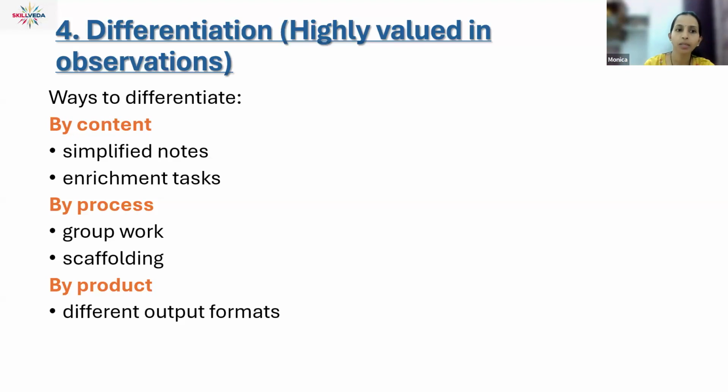Then by product, what is the product that is given by the student based on this differentiation? Different students give different products. For example, if I give a project to the students, not every student does it in the same way. They have their different unique thinking level capacity. So they give different products. Okay. So this we call differentiation in the CBSE curriculum.